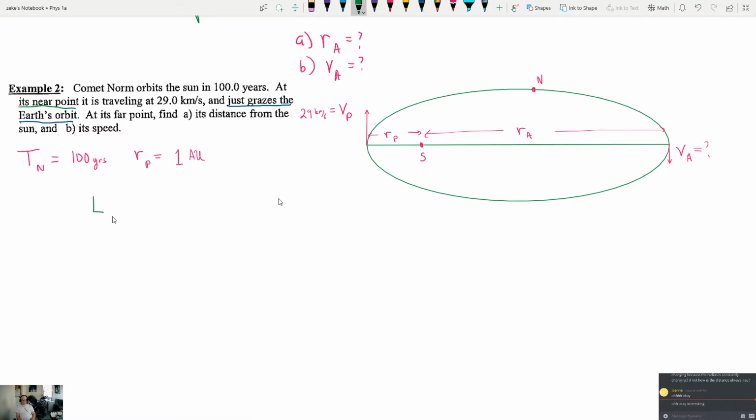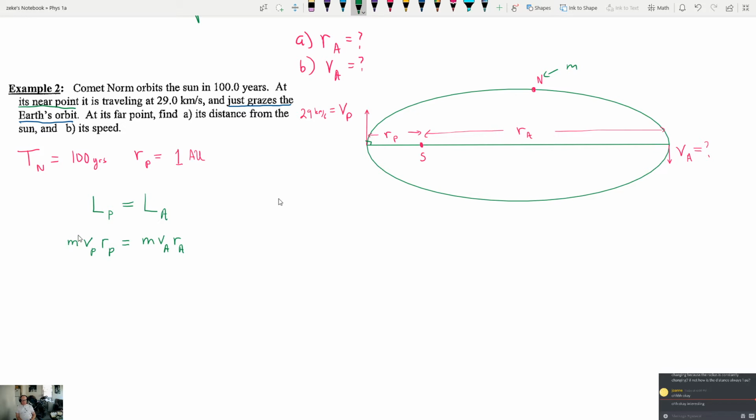We're going to say the angular momentum at point P should be the same as the angular momentum at point A, where angular momentum is just going to be the mass of our object, which I'm going to say is m, multiplied by the velocity at that point, which is vp, multiplied by the distance to the sun at that point, which is rp. And then you'd also have to multiply by the sine of the angle made between here and here, but it's 90 degrees, so you just get mvr for our angular momentum at point P. And then the same thing, m times va times ra for our angular momentum over here.